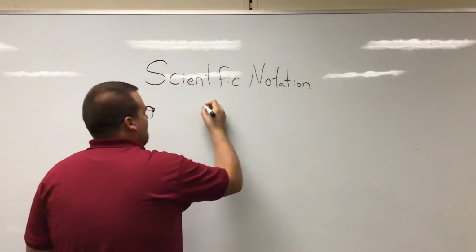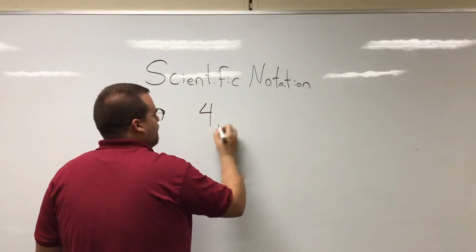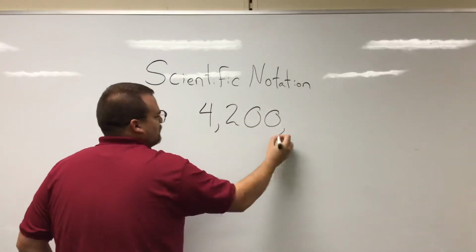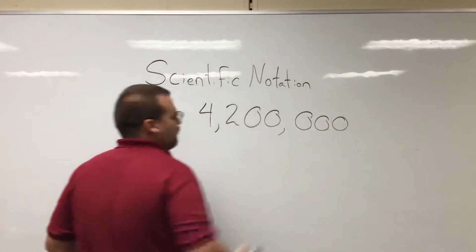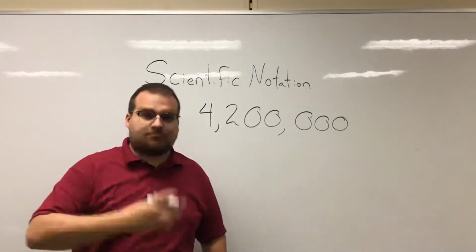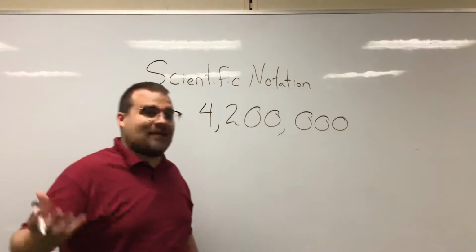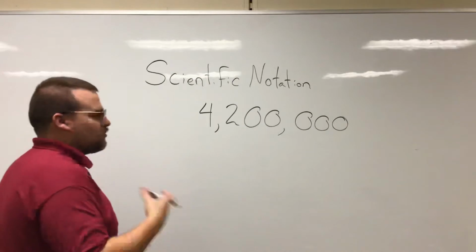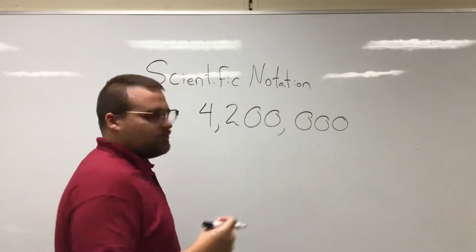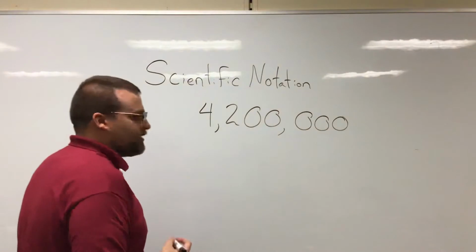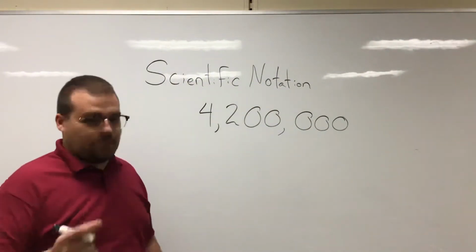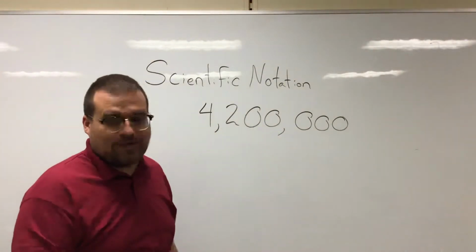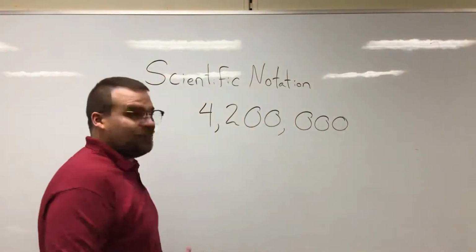So let's say we have 4,200,000. That's our number. 4,200,000. Big number, right? An awful lot to write down. Maybe you don't want to write all those zeros, that kind of stuff. So here's what you could do. Scientific notation says that all we really care about is the actual numbers. We don't care about the zeros. We care about that 4 and the 2.